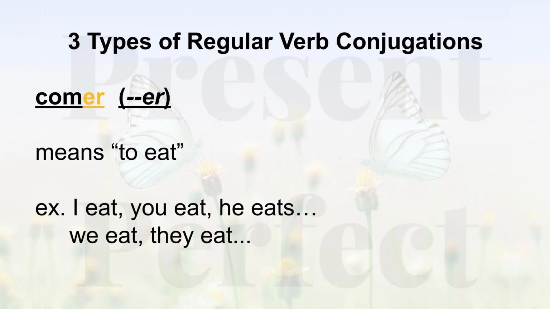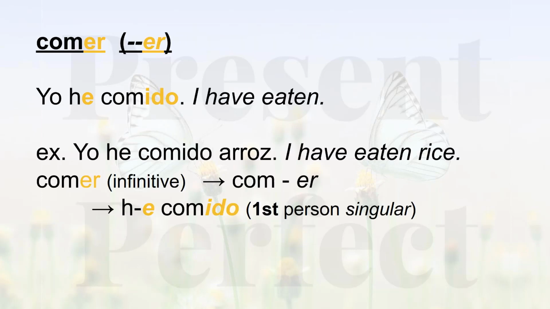Let's take a look at some of the examples we've been looking at, so you put this present perfect tense into the context. As we looked at in previous modules, comer is one of the 3 regular verb conjugation types. It means to eat. Yo he comido, I have eaten. For example, yo he comido arroz, I have eaten rice.